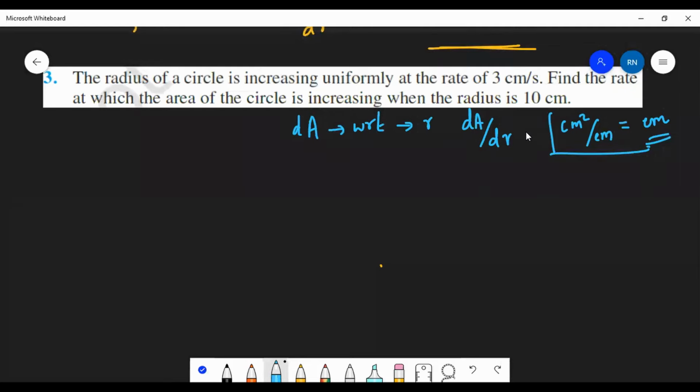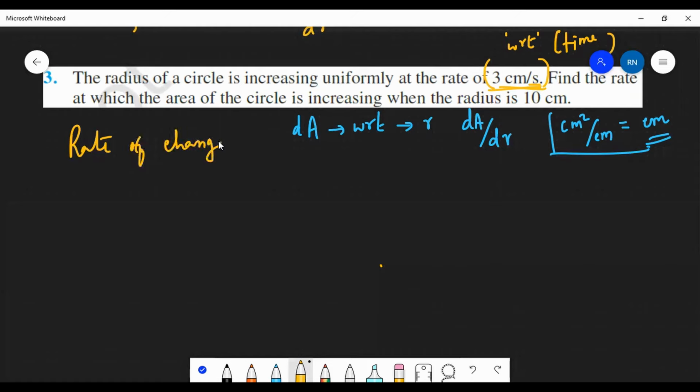Now it is totally different. It is completely like physics. The change is happening at the speed of 3 centimeter per second. What do you mean by second? Second is a unit of time. So with respect to time, you have to take the rate of change. From the given unit, you understand that the rate of change is measured with respect to the time factor.